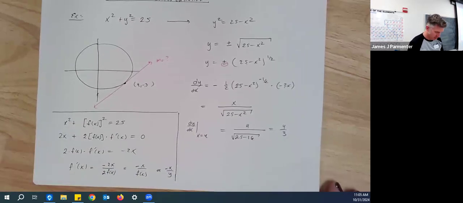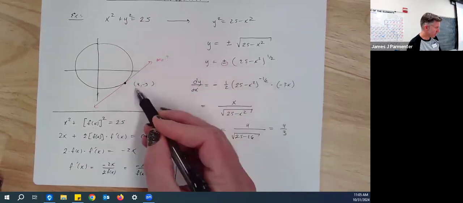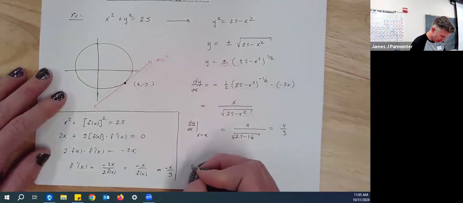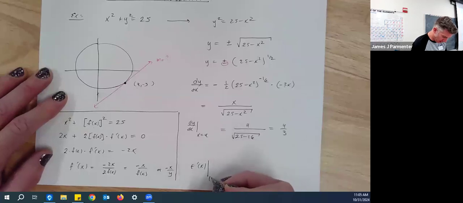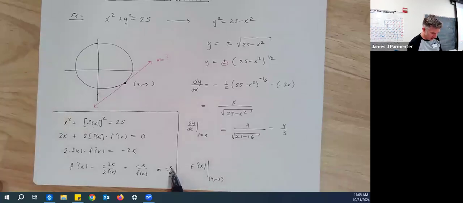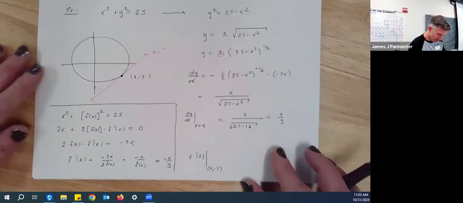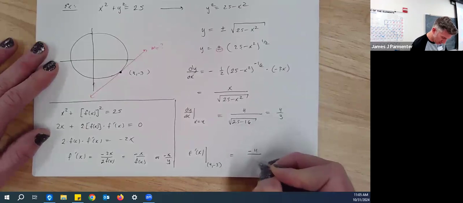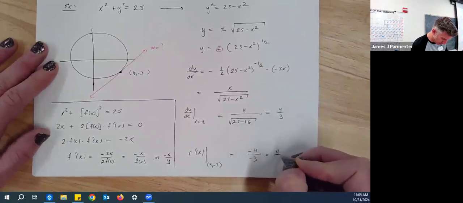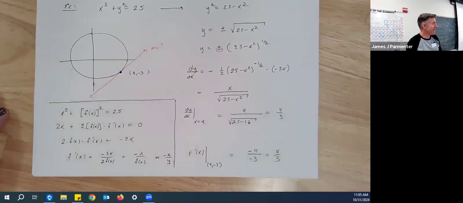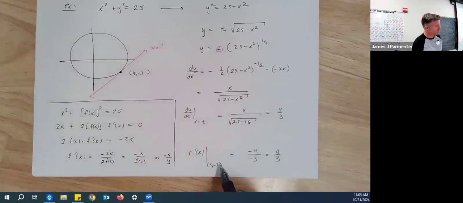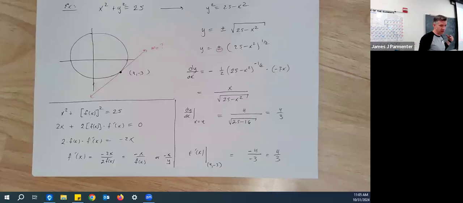I just replaced it. And then if you plug in your point of tangency, 4, -3, I will point out that f prime of x evaluated at 4, -3, I'm plugging in 4 for x and -3 for y, and I'm going to get -4 over -3, which is positive 4/3. The same number. And very conveniently, we didn't have to think about whether we were using the top half or the bottom half. That was taken care of for us by the fact that we were plugging in y equal to -3. We automatically had to be using the bottom half because we were using a negative y value.